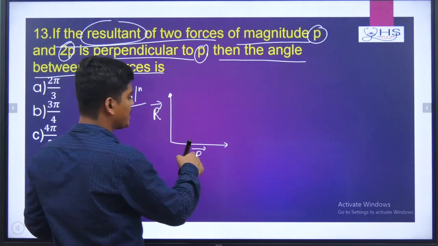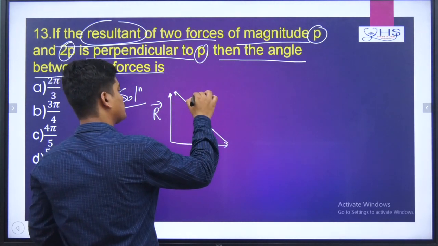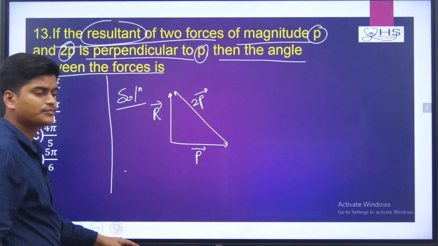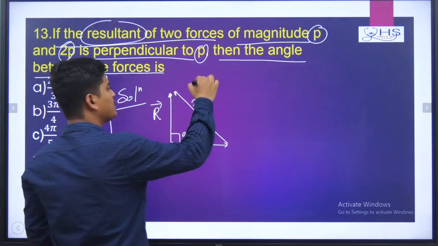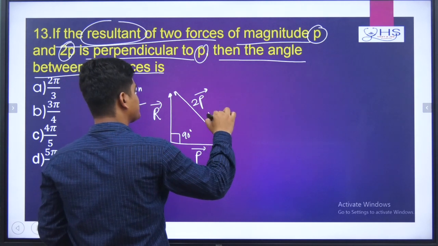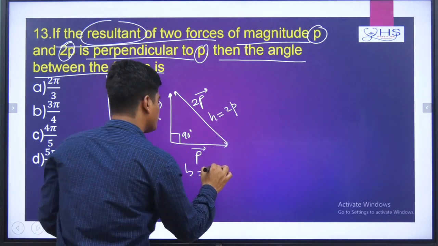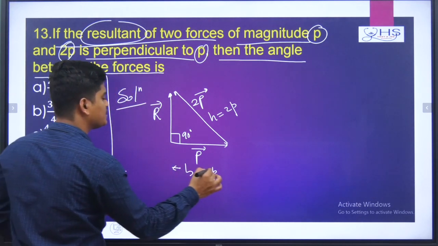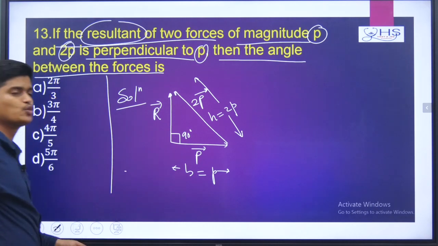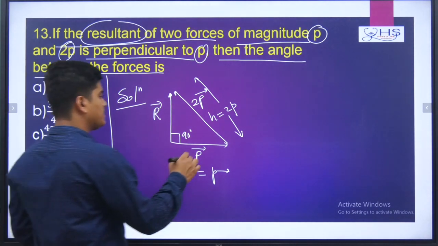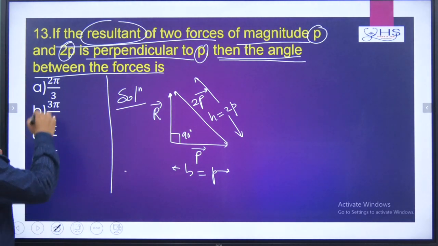And if the result is like this, P is like this, definitely 2P will be like this one. This will be the P vector. It is forming 90 degrees. This is a right angle triangle, and this is your hypotenuse. This hypotenuse is how much? 2P. Your base is nothing but how much? P. So here to here the height is nothing but P, and the hypotenuse is 2P. They are asking the angle between the two.